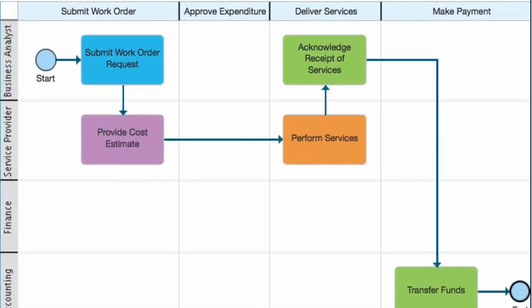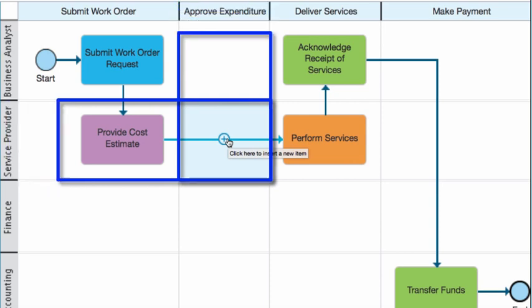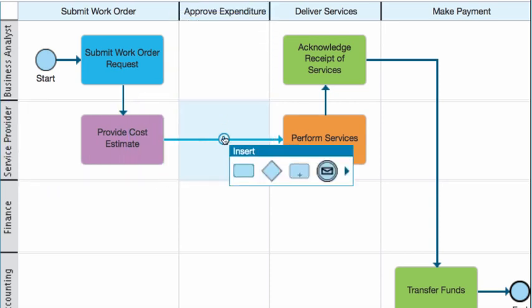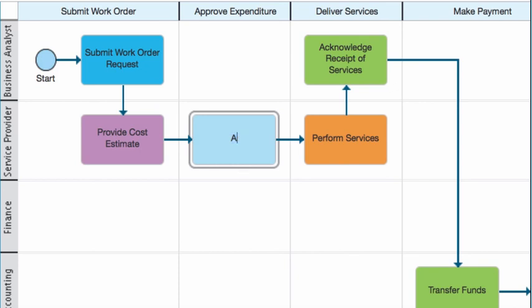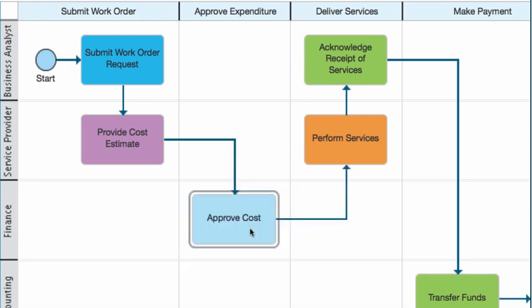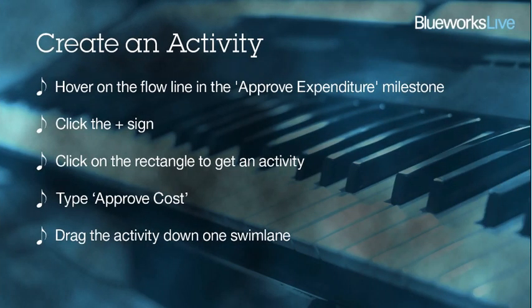Now we'll create the approval activity. Place your cursor on the flow line in the service provider swim lane under the Approve Expenditure milestone and click the plus sign to get the Insert menu. Select the icon for an activity, which is a rectangle. Change the label on the activity to Approve Cost. Then select and drag the activity straight down one lane to the swim lane you just created for your financial approver. You can pause the video now.